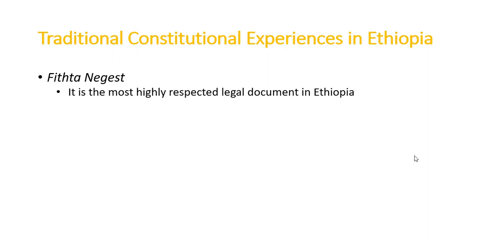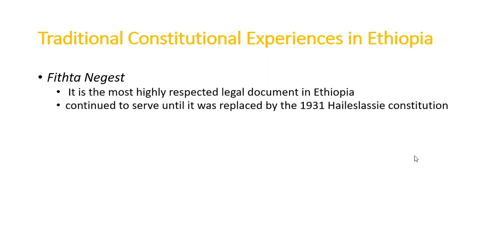It's interesting to note that the Fetha Nagast has two parts. The first part is based mainly on the Holy Scripture and the ecclesiastical canons of the Egyptian Coptic Church, and the second secular part is described as the canon of the kings. The Fetha Nagast continued to serve until it was replaced by the 1931 Haile Selassie Constitution. In addition to the Fetha Nagast, there were also other traditional documents such as the Kebra Nagast and the Serate Mengist, which contributed a lot to the development of constitution in Ethiopia.